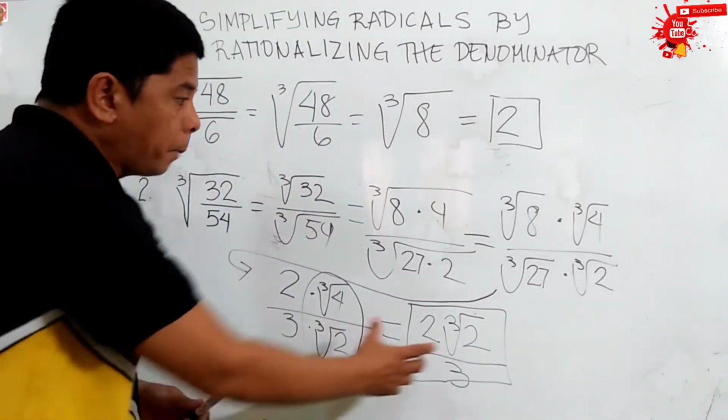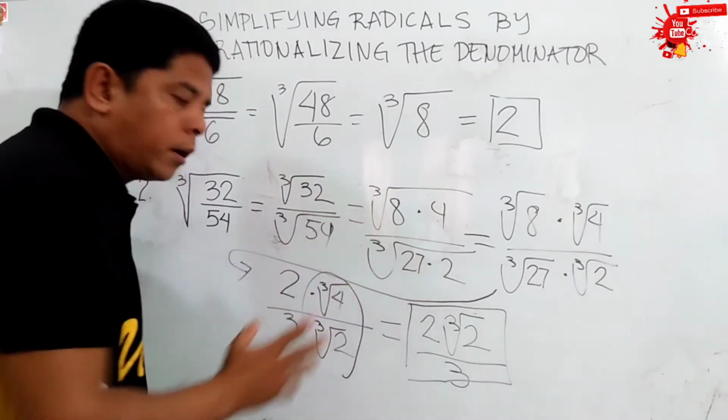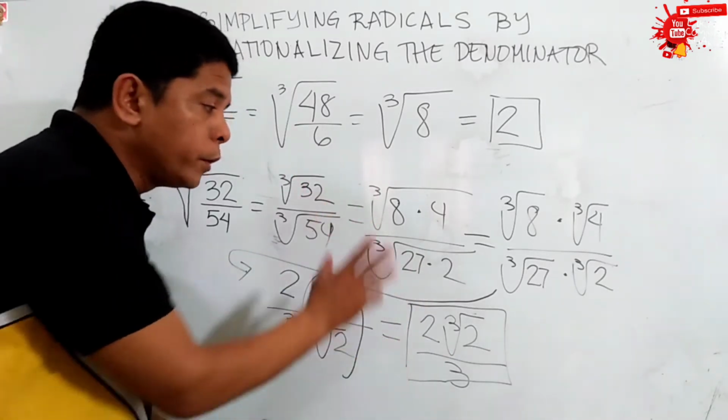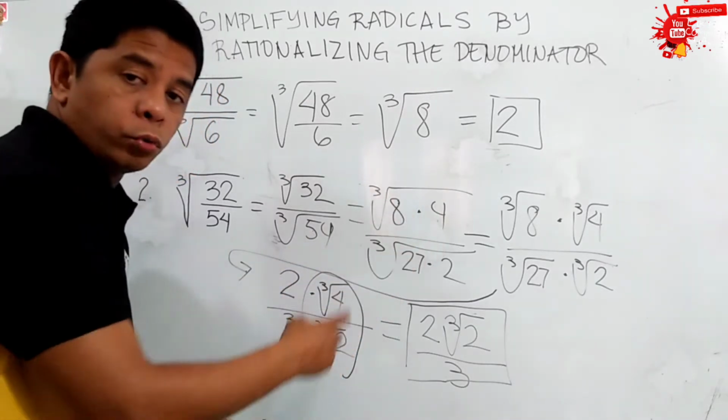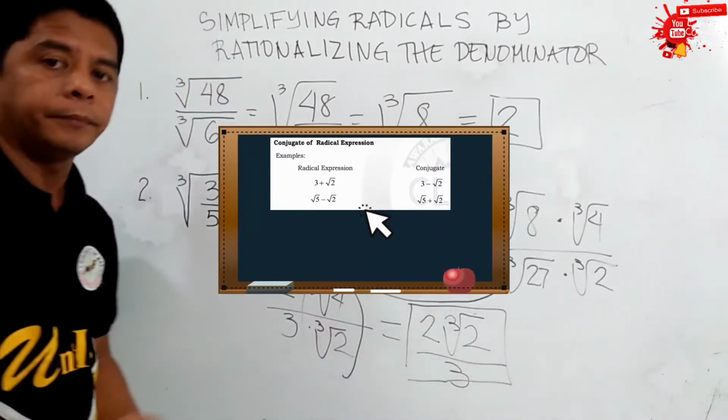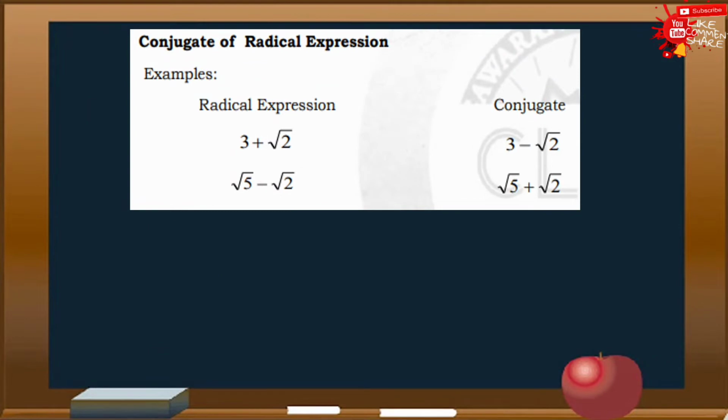Okay? So, mamaya papakitaan natin yan, if ever na hindi nyo kabisado sa ulo yung mga perfect cube at saka factor nung given natin. So, after ng rationalizing the denominator, kasama ito yung conjugate of radical expression.